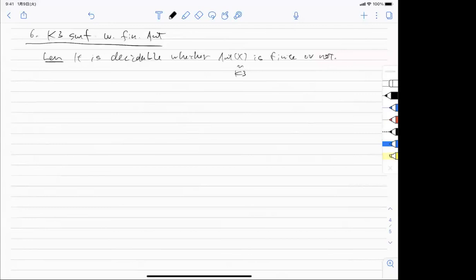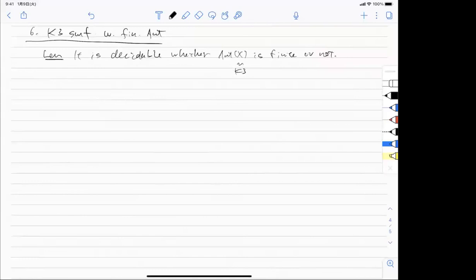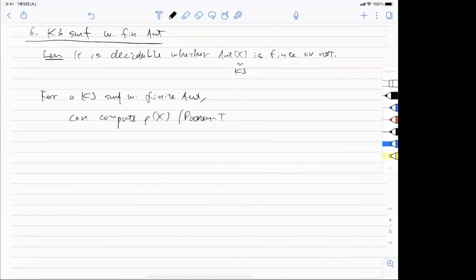And then for a K3 surface with finite automorphism group, we can compute, firstly, the Picard number. It is a result of Poonen, Testa, and van Luijk. I don't know how to pronounce. They proved the computability of the Picard number assuming the Tate conjecture, but the Tate conjecture holds for K3 surfaces, and so we can compute the Picard number.